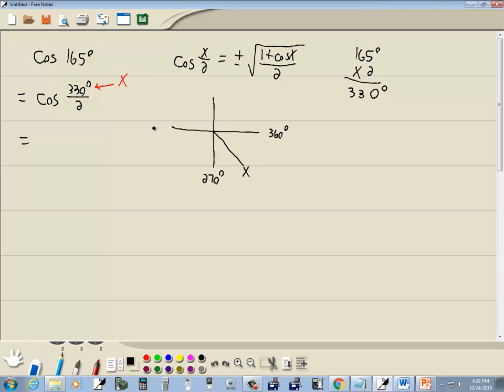Now this is pretty easy. Since they give us the 165, it's always this angle right here, so 165 degrees would fall over here. This is where x over 2 falls. So don't be misled about where the x falls. It's the x over 2 we're looking at, the 165 degrees. In this quadrant, the sign of cosine is negative, so we'll have a negative. And then we've got the square root of (1 plus cosine of x, which is 330 degrees) over 2.